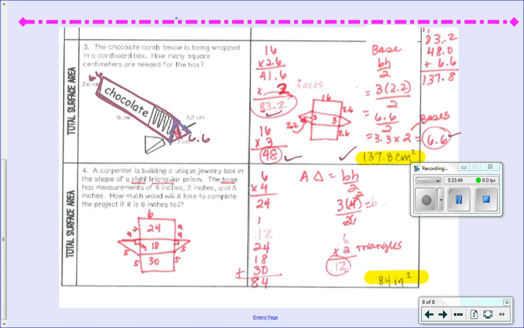Okay. All right, what about the bottom one? 84 inches squared. Do we need to go over that one? Yeah. I didn't understand about the base and the measurement for just... Okay, a carpenter's building a unique jewelry box in the shape of a right triangular prism. Okay, so I drew the net and made sure that they had right triangles. Okay, the base has measurements of 4 inches, 3 inches, and 5 inches. How much will it take to complete the project if it is 6 inches tall?